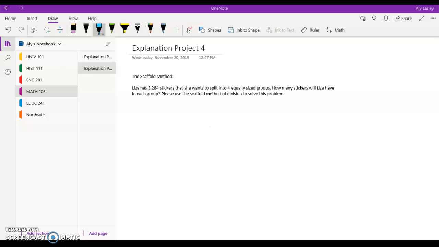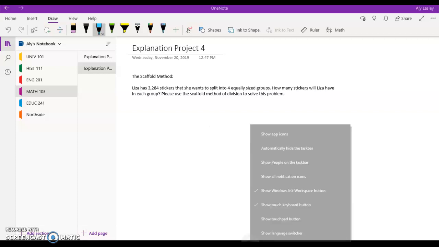Liza has 3,284 stickers that she wants to split into 4 equally sized groups. How many stickers will Liza have in each group? Please use the scaffold method of division to solve this problem.